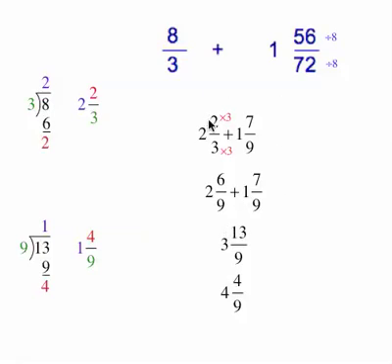So step 1, reduce. Step 2, common denominator. Step 3, equivalent fractions. Step 4, add. Step 5, reduce. And that's it. That's how you add fractions.